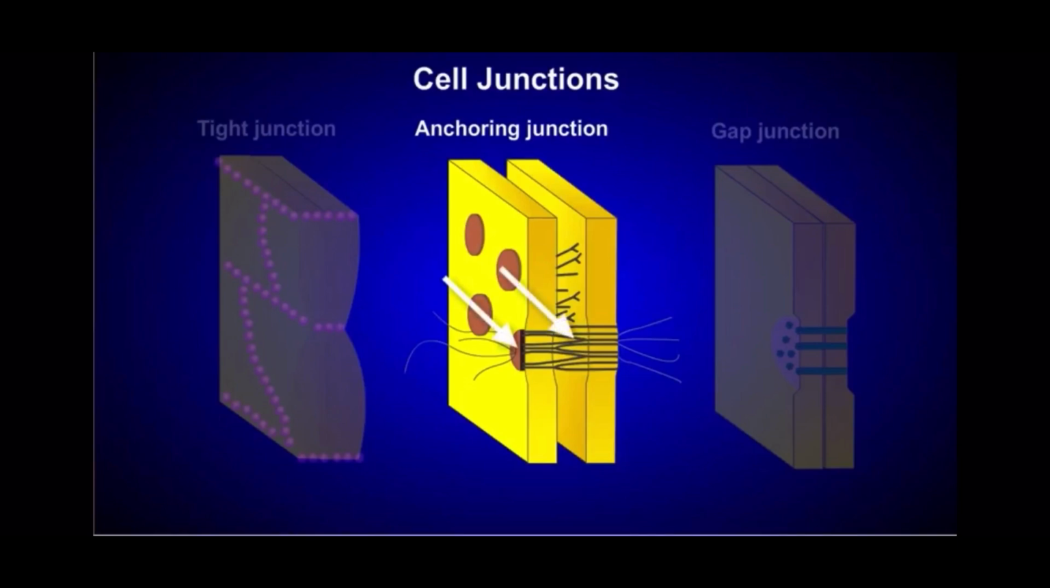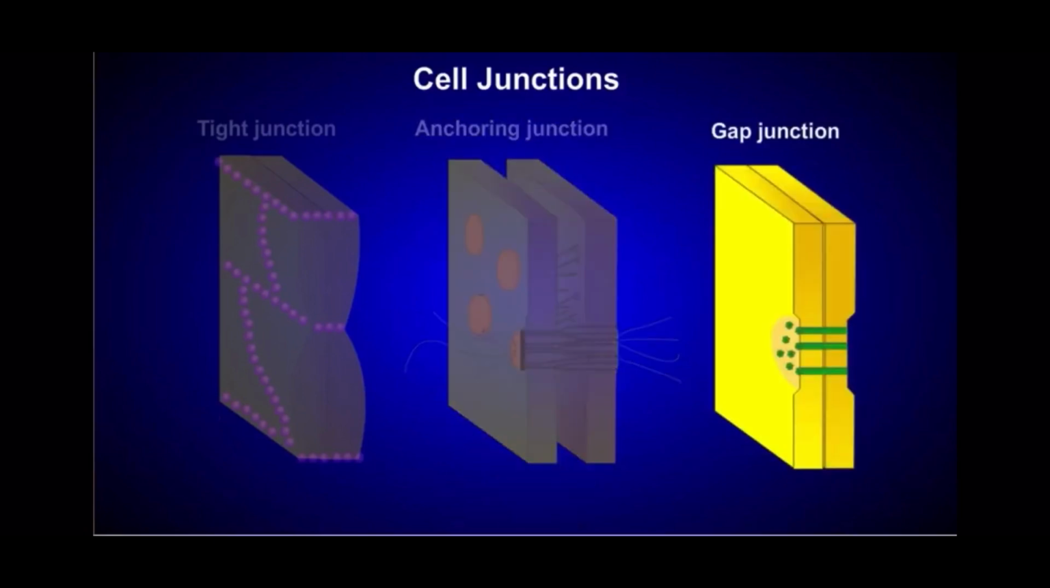This creates a sheet of cells that is strong but also flexible. Anchoring junctions form in organs where tissues must stretch, such as the stomach or bladder. Gap junctions connect neighboring cells with a protein channel that allows for communication and also for the transfer of small molecules and ions. Gap junctions are important in heart muscle and smooth muscle because they allow for the flow of ions that let these cells contract as a unit.